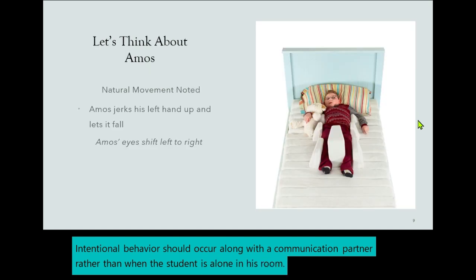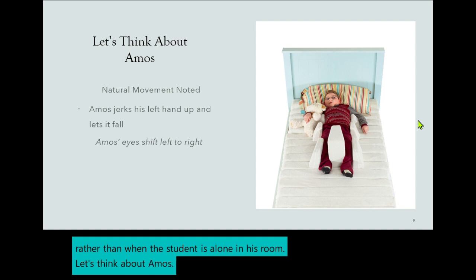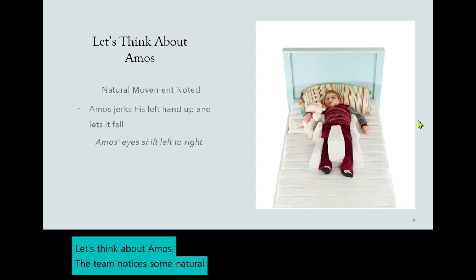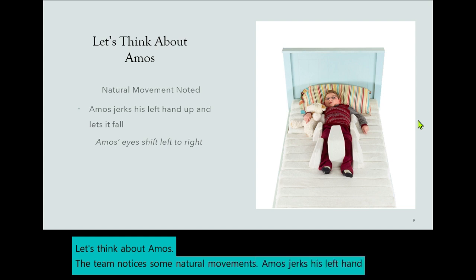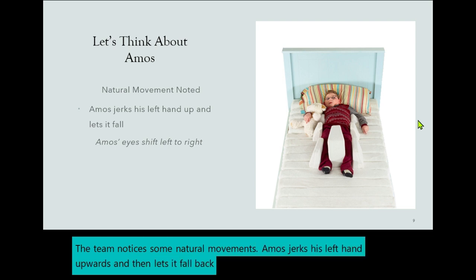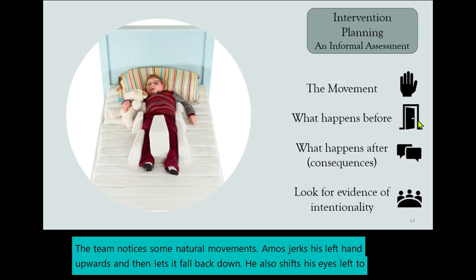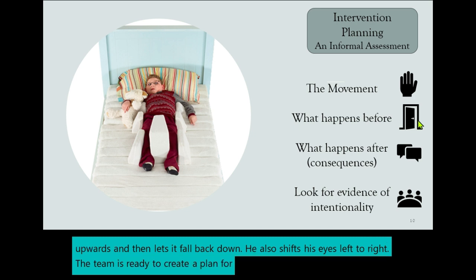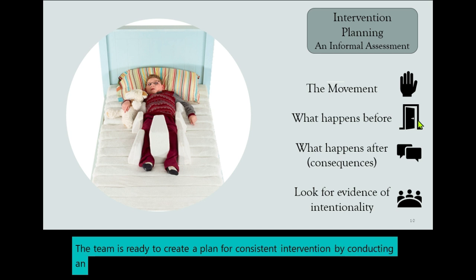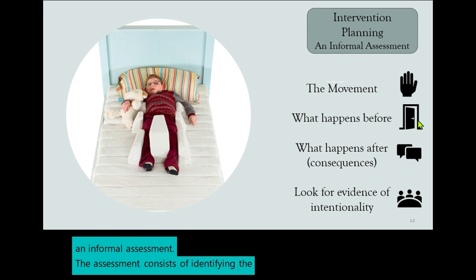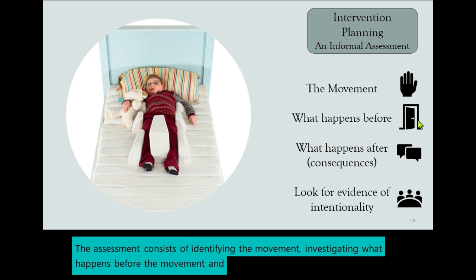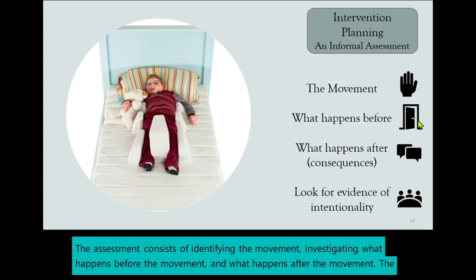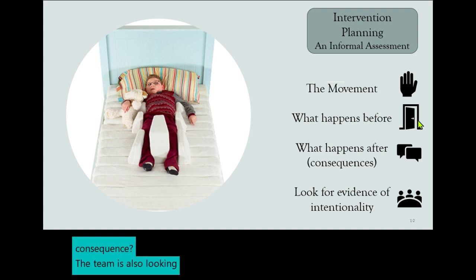Let's think about Amos. The team notices some natural movements. Amos jerks his left hand upwards and then lets it fall back down. He also shifts his eyes left to right. The team is ready to create a plan for consistent intervention by conducting an informal assessment. The assessment consists of identifying the movement, investigating what happens before the movement, and what happens after the movement, the consequence. The team is also looking for evidence of intentionality.